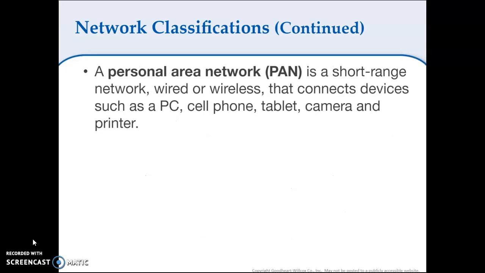Now, a PAN, or a personal area network, is a short-range network, wired or wireless, that connects devices such as PC, cell phone, tablet, camera, and printer. So if you have a Bluetooth device that is connected to your Chromebook or even your cell phone, and your cell phone is connected to your Chromebook, and so on and so forth, you have just created a PAN, a personal area network.